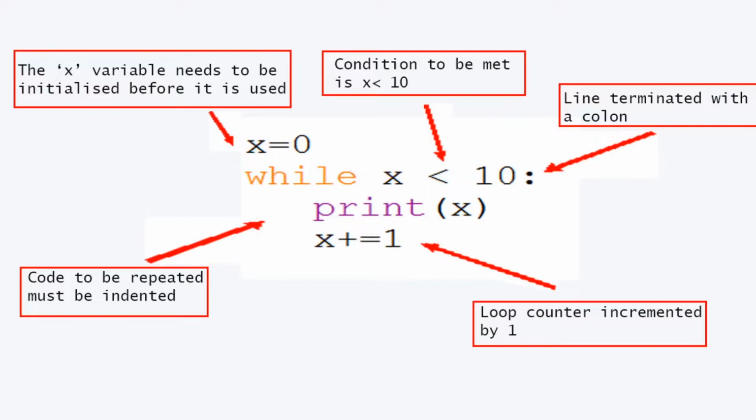The condition that needs to be met has to be within the while statement. So in this case, we've got while x is less than 10. We terminate that line with a colon.